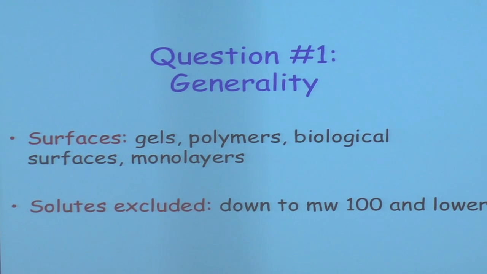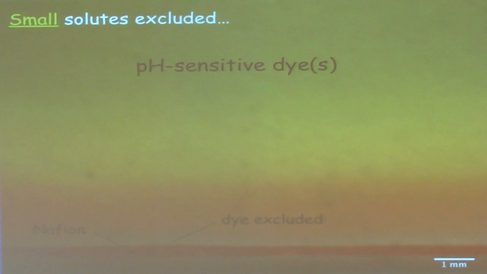I want to show you just one example with some small molecular weight dyes. We use pH-sensitive dyes, the same as litmus paper. They're a mixture of chemicals, approximately molecular weight 100 or so, and they change color depending on the pH. They come in soluble form. So what we do is we take a piece of Nafion or some other surface. We have an exclusion zone. We put the dye in the water and see what happens. And here's what happens. So at the bottom you see a piece of Nafion in the chamber.